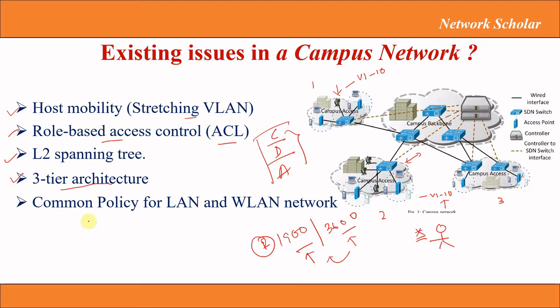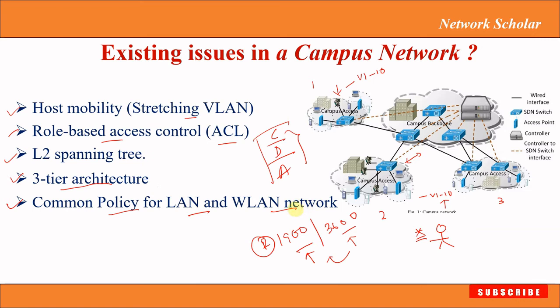The fifth problem that we have is the common policy for LAN and WLAN network. Let's say in an organization you have the LAN network and you have the WLAN network. You have to create a different policy. For the LAN network, you have to create the policy ACL in your core switch or maybe the switch firewall.